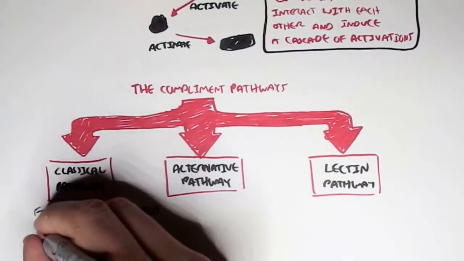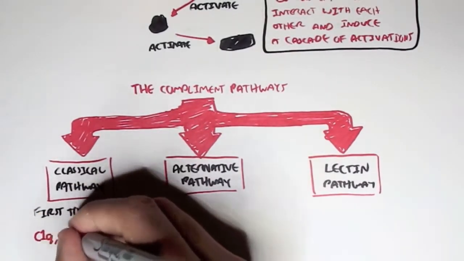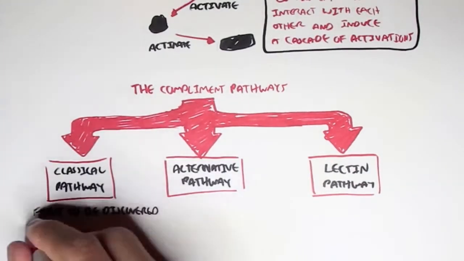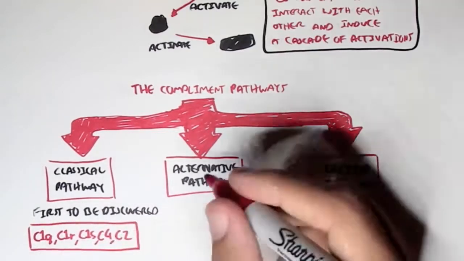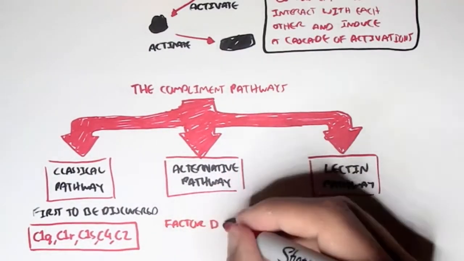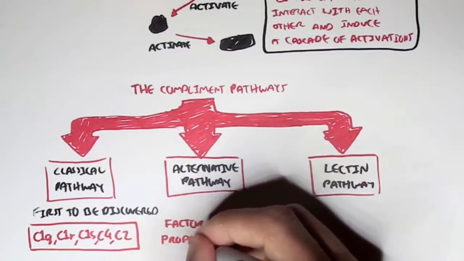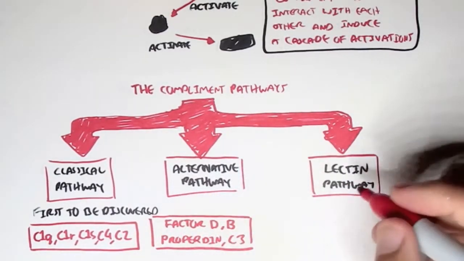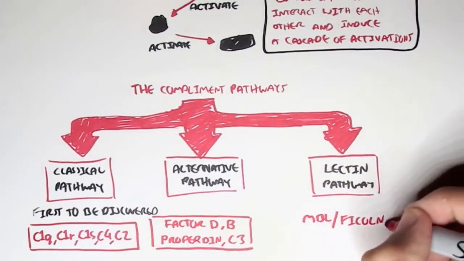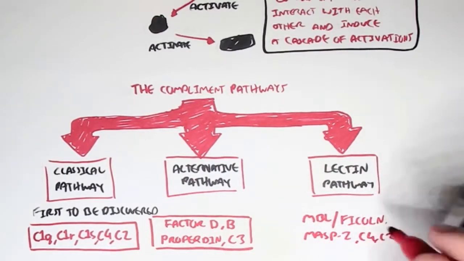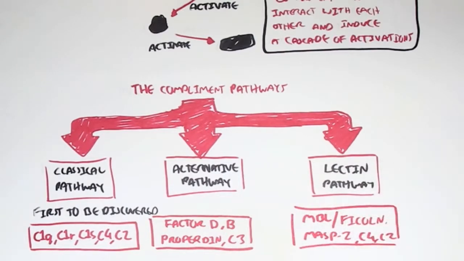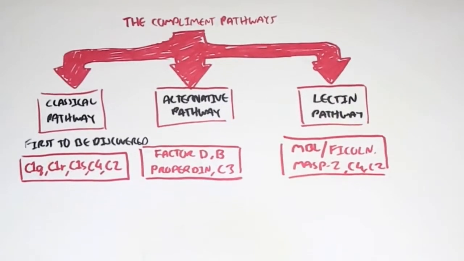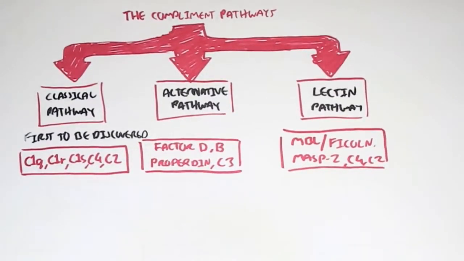The complement proteins involved in the classical pathway are C1q, C1r, C1s, C4, and C2. In the alternative pathway, we have factor D, factor B, properdin, and C3. And for the lectin pathway, we have MBL, mannose binding lectin, ficolin, MASP2, C4, and C2. Now, honestly, don't be intimidated by all these types of proteins. We will learn about them slowly.